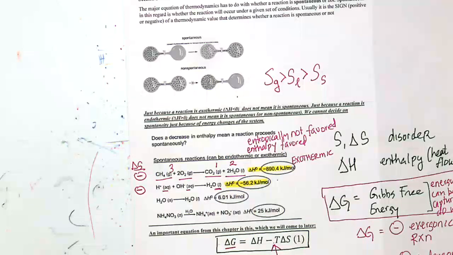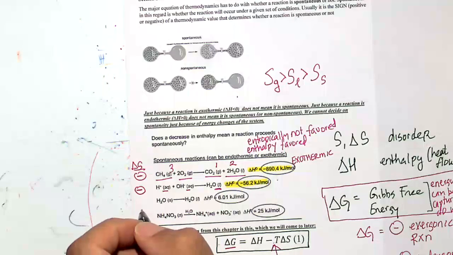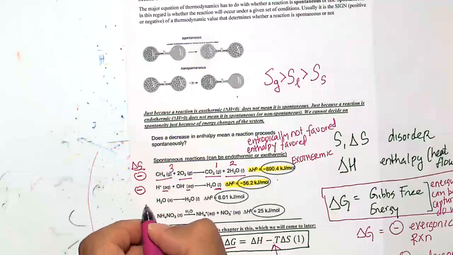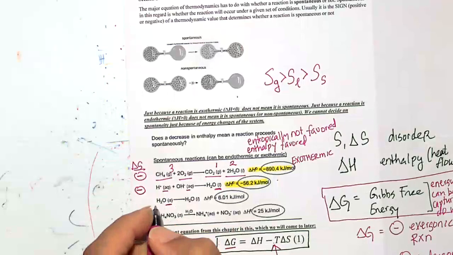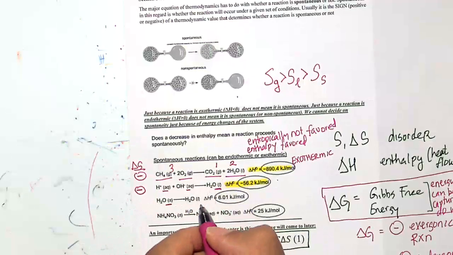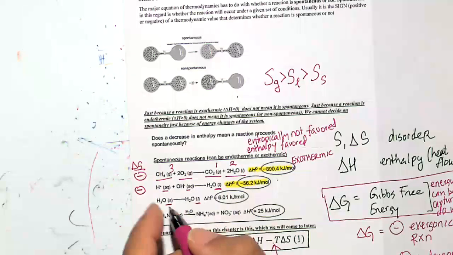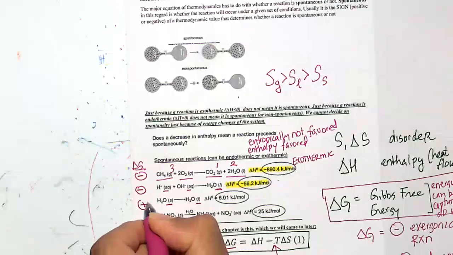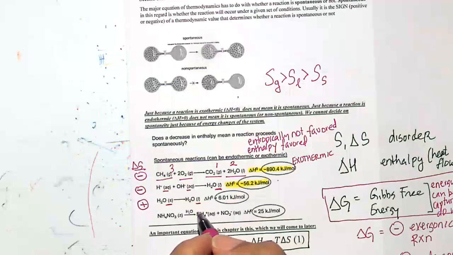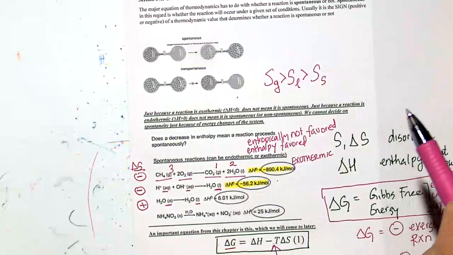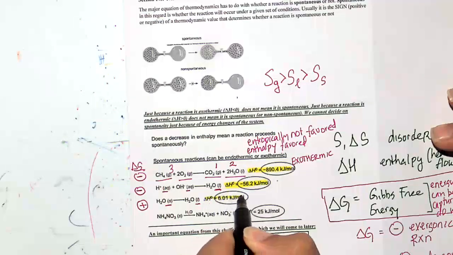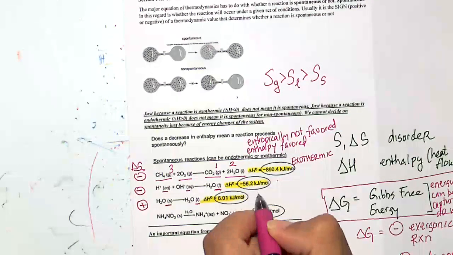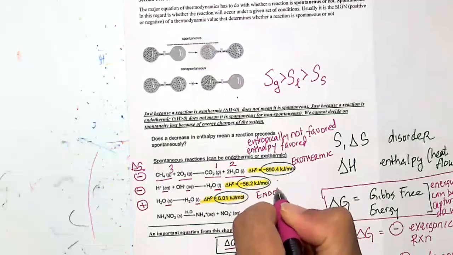How about this one here? We have a solid going to a liquid. What would you predict the delta S, entropy, to be? A solid going to a liquid, positive or negative? Which is more ordered? A solid is more ordered. Which is more disordered? Liquid. Solid going to a liquid, what would your delta S be? You're making something that's more disordered. Okay, what would the enthalpy be? Positive. We call that an endothermic reaction.